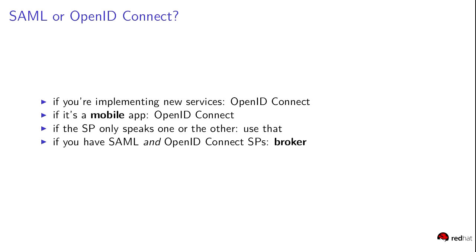If your service provider only speaks one protocol and the identity provider speaks the other, use a broker to translate between the two. If you're using multiple upstream identity providers, a broker makes that easy.